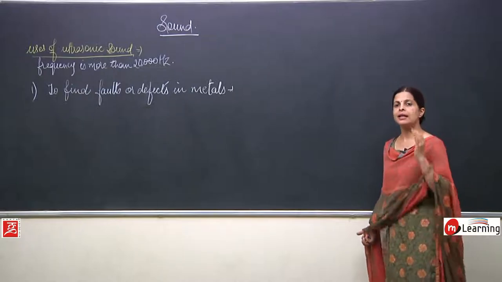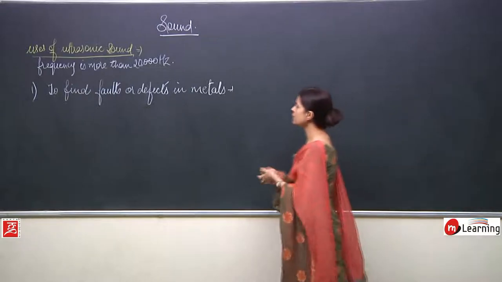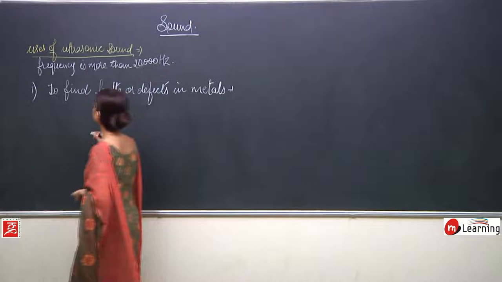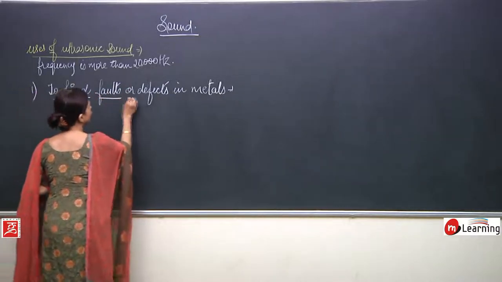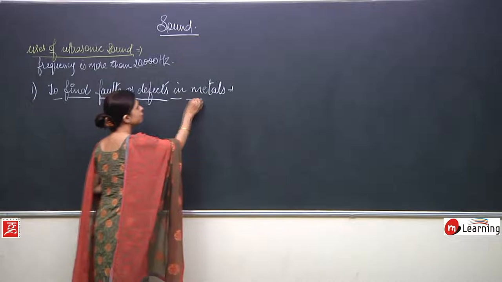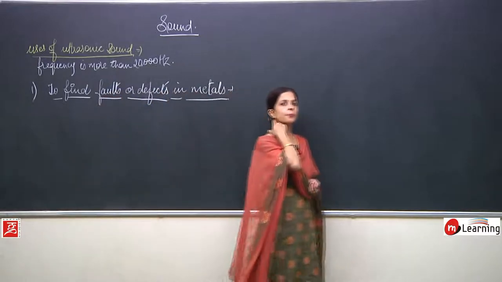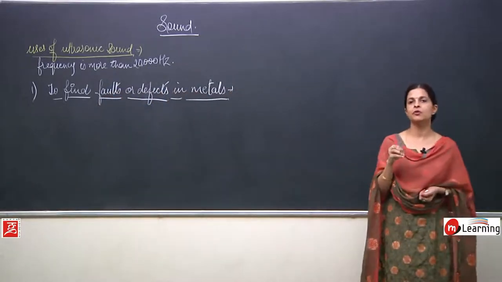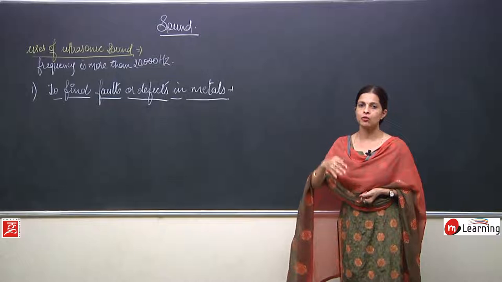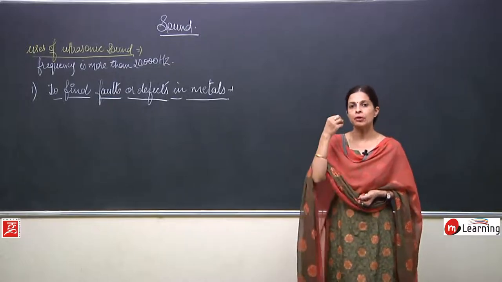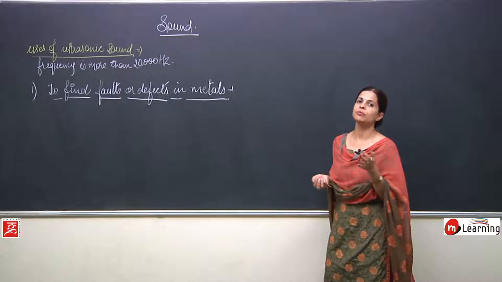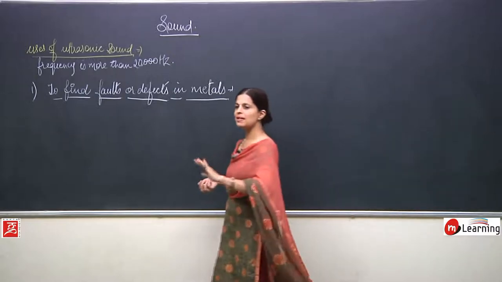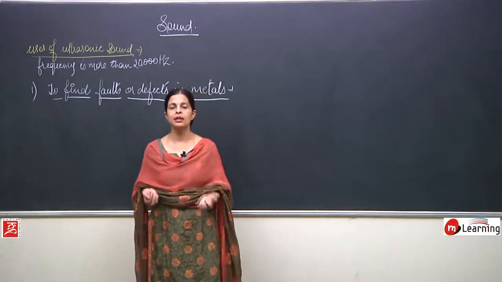What am I saying? What is the use of ultrasonic sound? It is to find faults or defects in metals. Sometimes, in the sheets of metal, there are certain cracks or holes which are not visible from outside, just by seeing it is not visible.